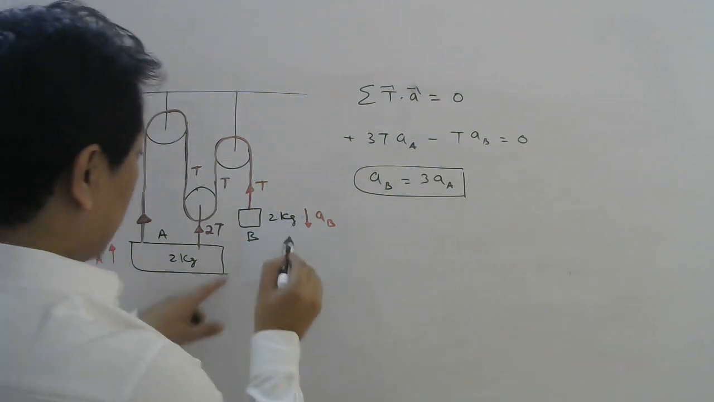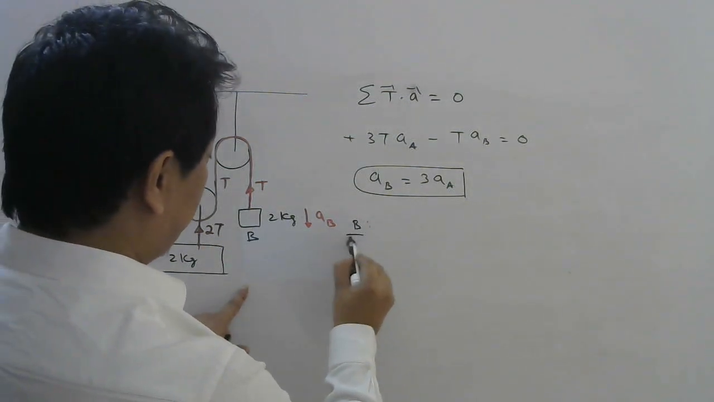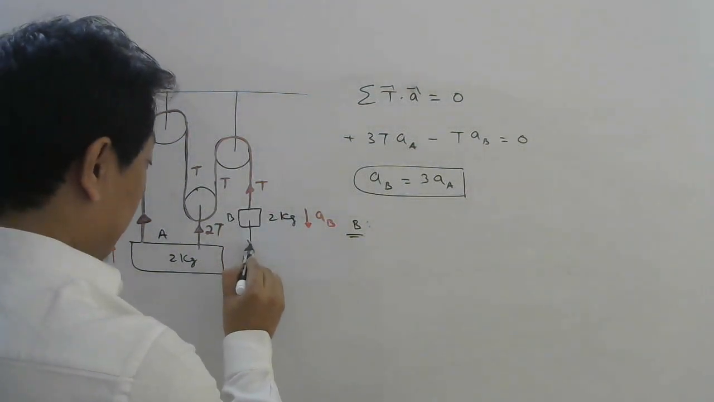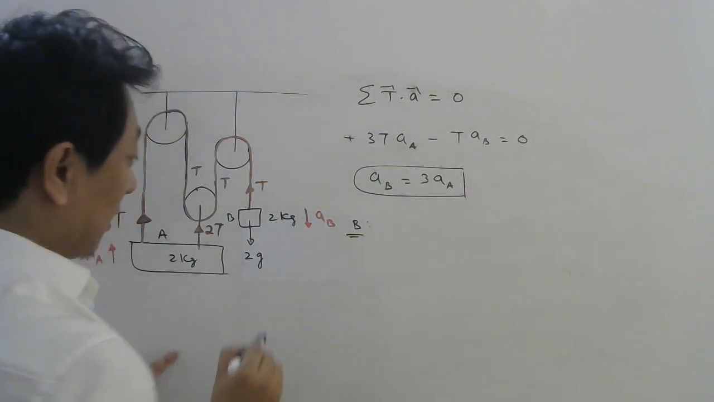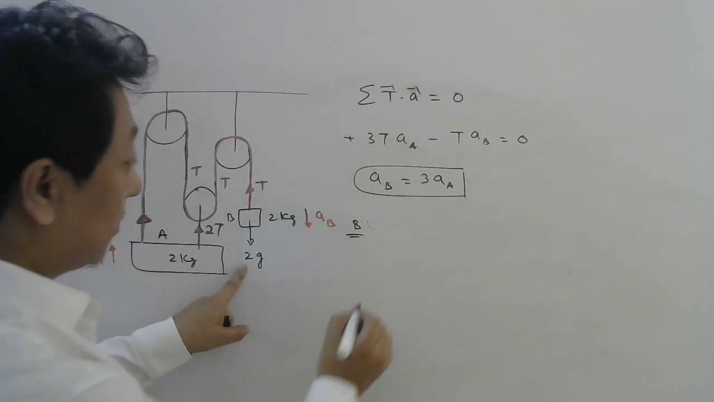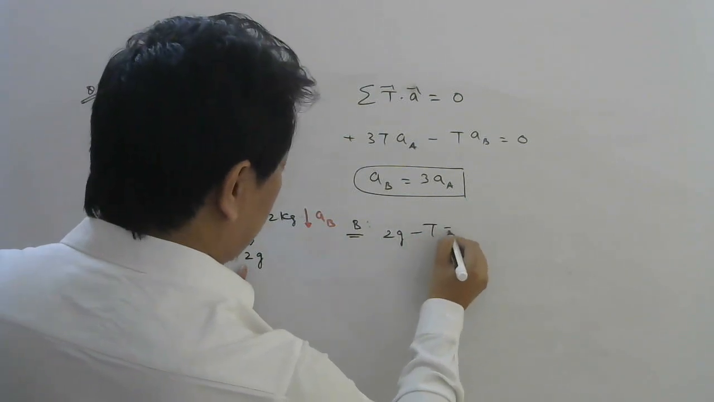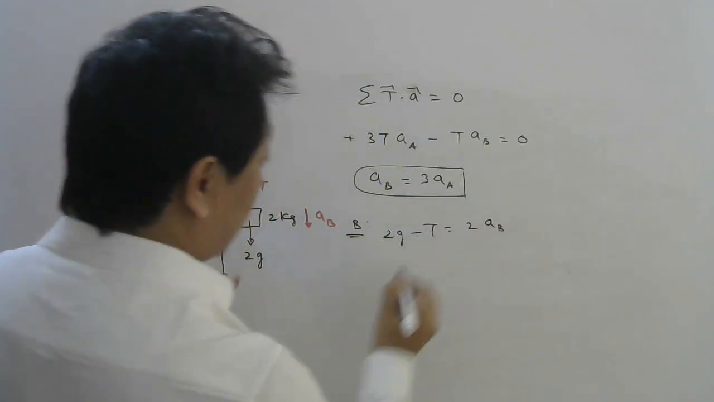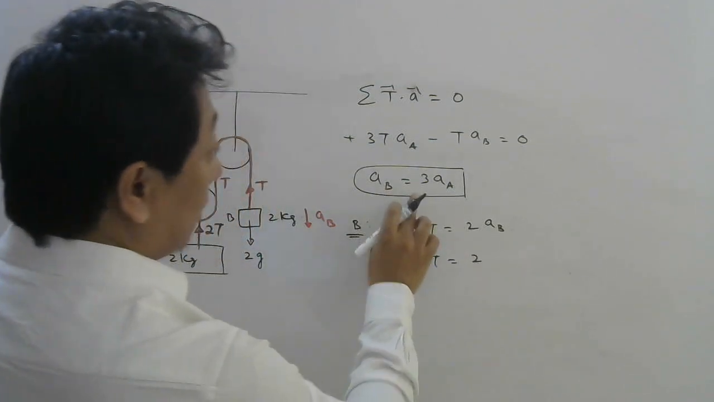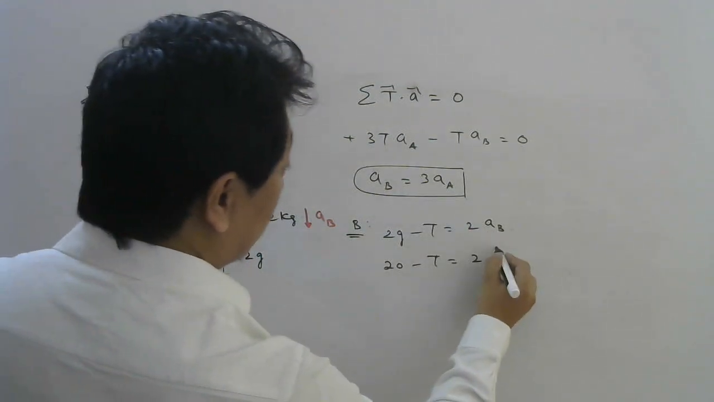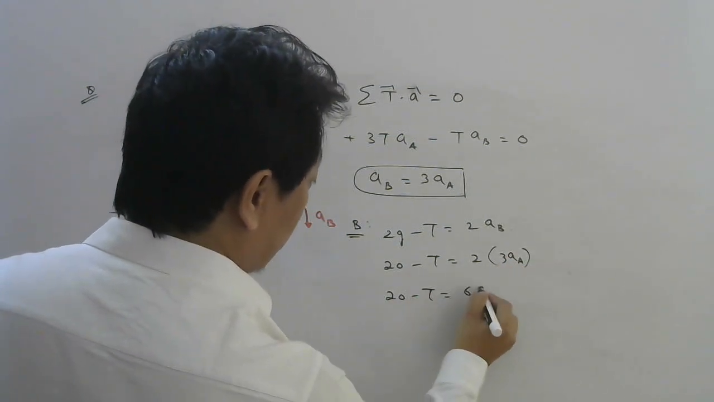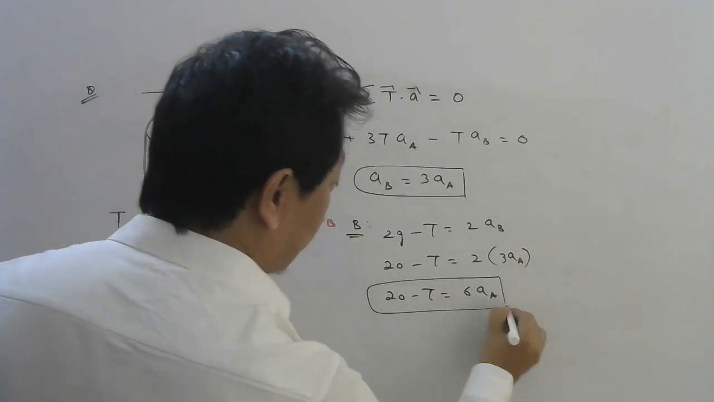Now apply Newton's law to this block, block B. So here tension is T, here mg will be 2 into g, right? Mass is 2. Acceleration is down, so this force should be greater. So 2g minus T should be 2 into acceleration of B. This will be 20 minus T equal to 2 into, let's substitute for AB here only, so 3 into AA. So 20 minus T equal to 6 acceleration of A.